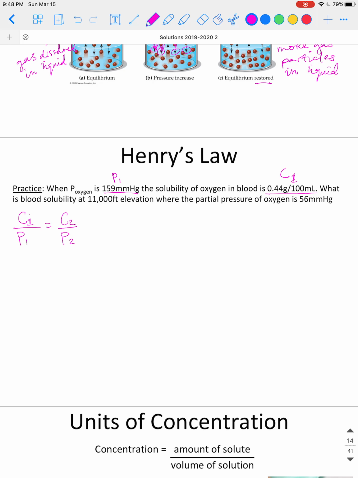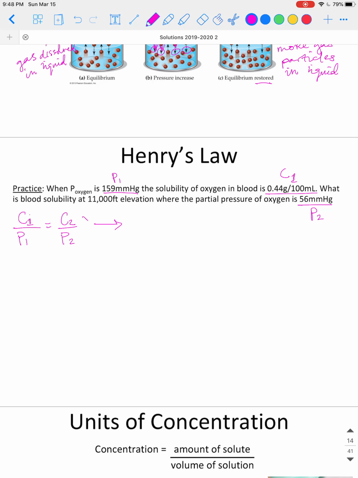Then it says what is blood solubility at 11,000 feet elevation where the partial pressure of oxygen is 56 millimeters of mercury. So this is another unit of pressure, so this is P2. So what we're looking for is C2. So we have 3 of the 4 pieces. We're going to solve for C2. And if we're going to solve for C2, we need to rearrange this equation.